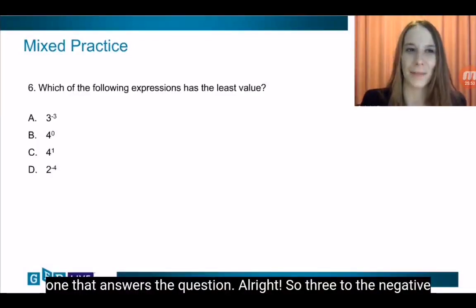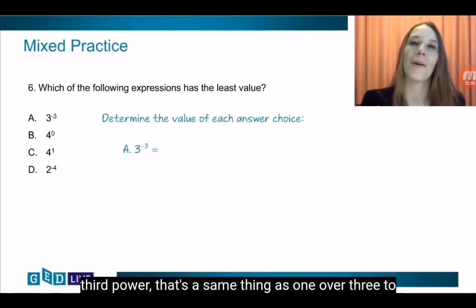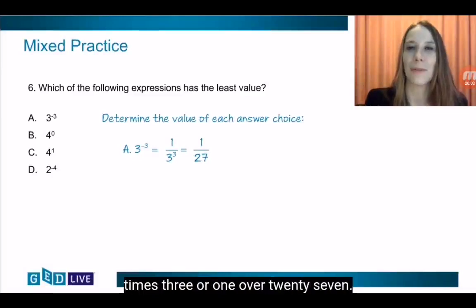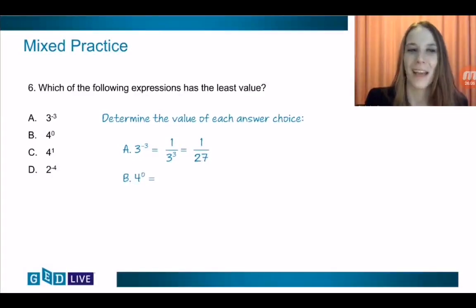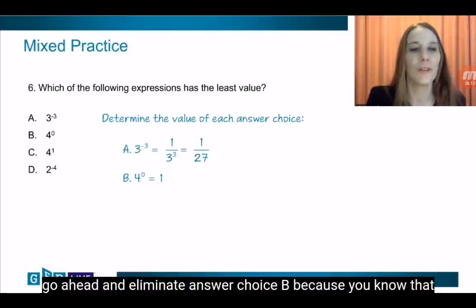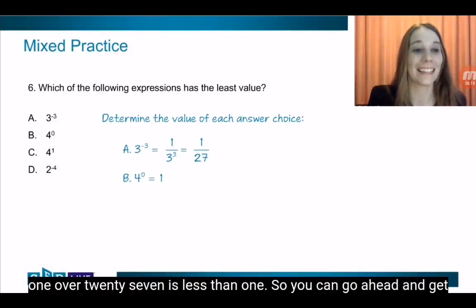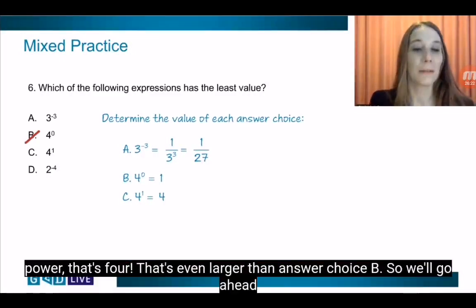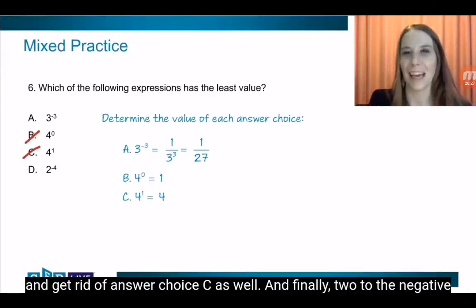that answers the question. All right, so 3 to the negative third power, that's the same thing as 1 over 3 to the positive 3 power, or 1 over 3 times 3 times 3, or 1 over 27. Now, 4 to the 0th power is 1. You can already go ahead and eliminate answer choice B because you know that 1 over 27 is less than 1. Now, answer choice C, 4 to the 1st power, that's 4. That's even larger than answer choice B, so we'll go ahead and get rid of answer choice C as well.